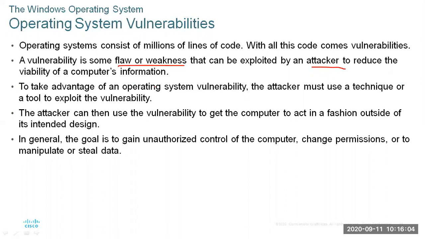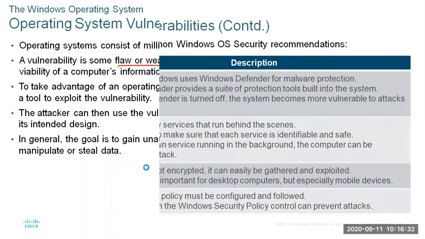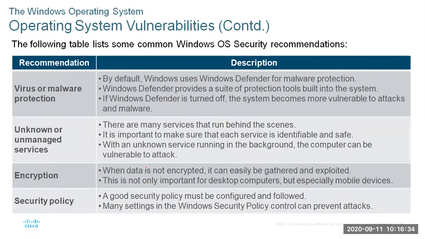To take advantage of an operating system vulnerability, the attacker must use a technique or a tool to exploit that vulnerability. The attacker can use the vulnerability to get the computer to act in a fashion outside its intended design. So in general, the goal is to gain unauthorized control of the computer. It could be to change the permissions, to manipulate the system, or to steal data, or whatever it is that the person would love to do.